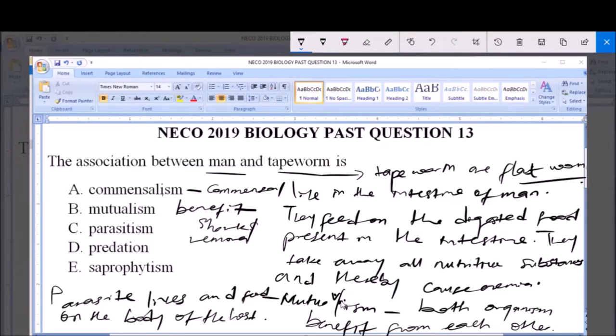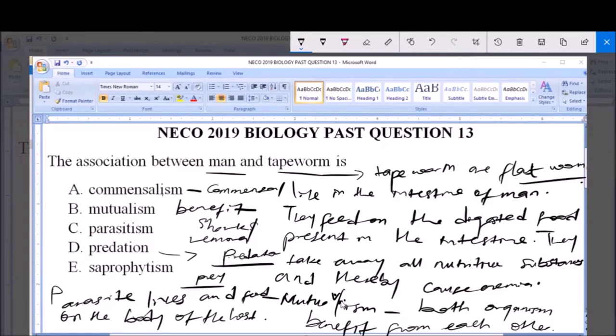That's what parasitism is. Now, option D is predation. In predation, an organism known as the predator hunts the other organism, what we call the prey, for food. An example is the lion and its prey, like the antelope. The lion is the predator because it goes to hunt for its prey, which is the antelope, for food.